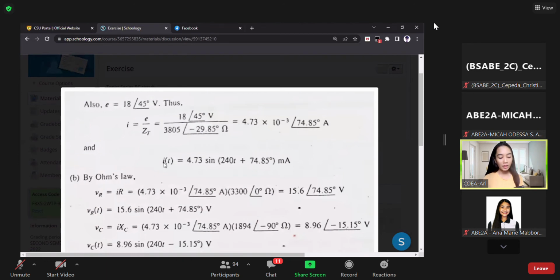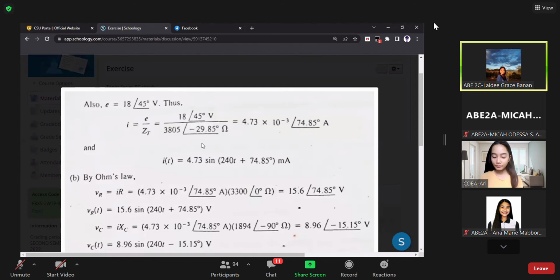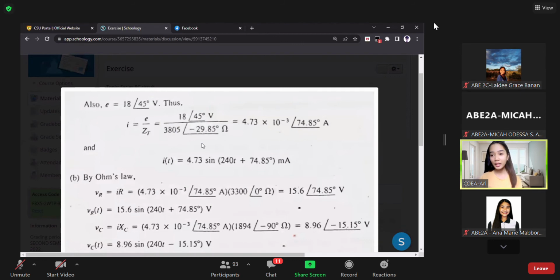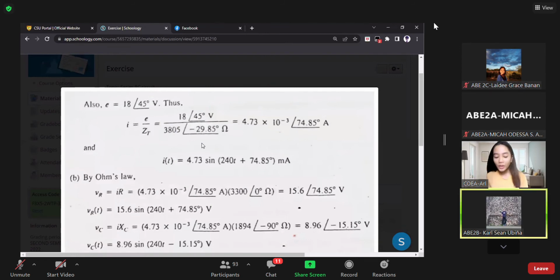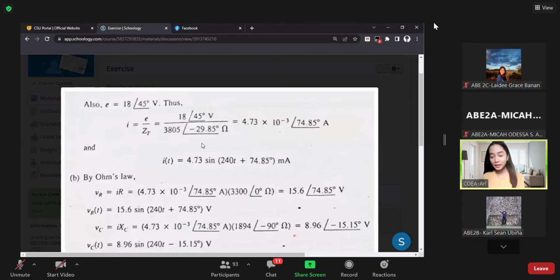So what is your phasor form or rectangular form? Pag sinabing phasor form or rectangular form, yung may imaginary sa calculator. Anong lumabas dito sa I? Ma'am, 4.730617608 times 10 raised to negative 3 po. That is the imaginary part. What about the real part? 1.23, ma'am. Okay, 1.23, 63 times? 10 raised to negative 3, ma'am.